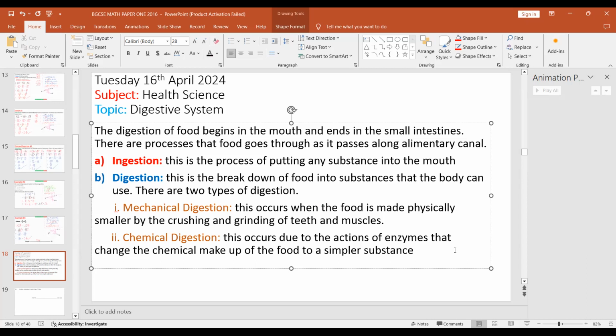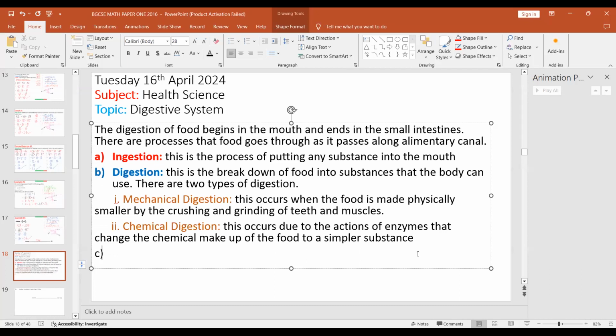Let's move on to the next part of digestion. So we have ingestion, which is the intake of food. Then we have digestion, which is breaking down the food into smaller parts, which can occur through mechanical digestion or chemical digestion. And then finally, we have egestion.